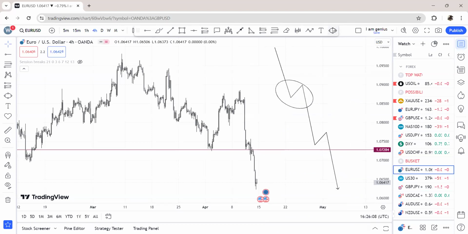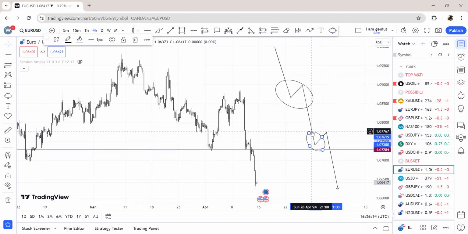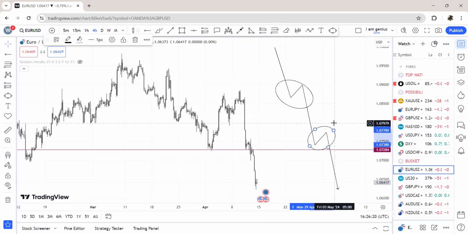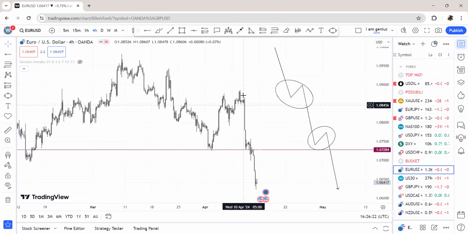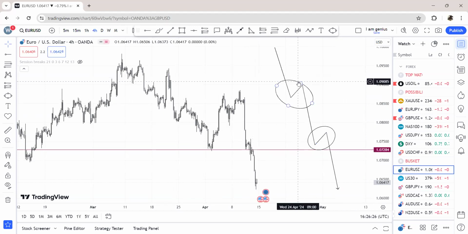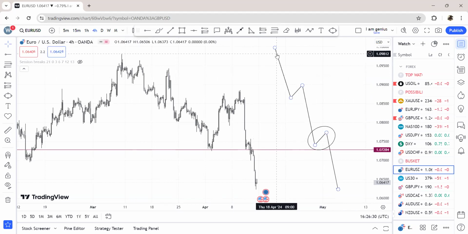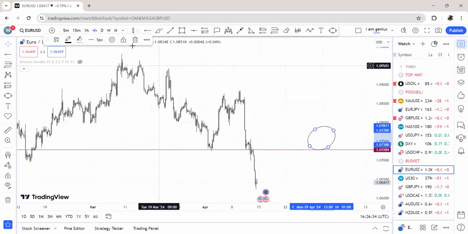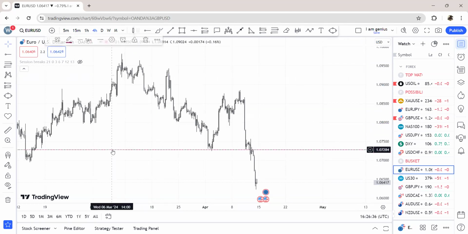You have that one. You also have this one. That one there. So you can see this was a strong move with almost no retracements at all. So now, let me just remove that.